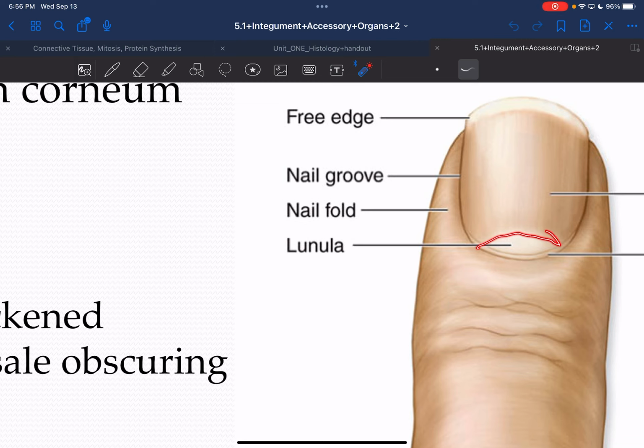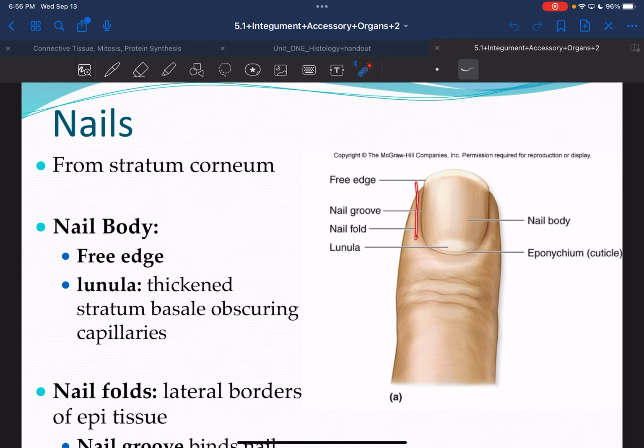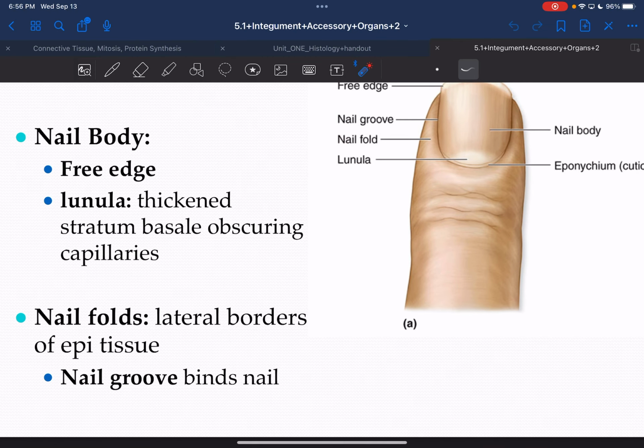And so this is going to be generally the site where the nails are growing outwards, just like the skin. It turns out that nails are actually using the same protein that your skin cells are using to make that skin texture. And that's why the nails are related to skin. But in our lab, the only thing that's important for you to know is the overall gross anatomy: free edge and the lunula. Finally, you have your nail fold.